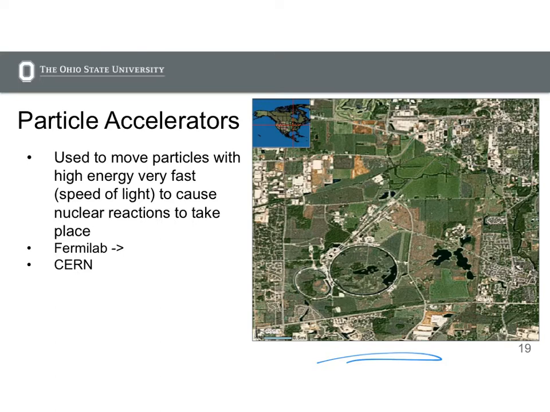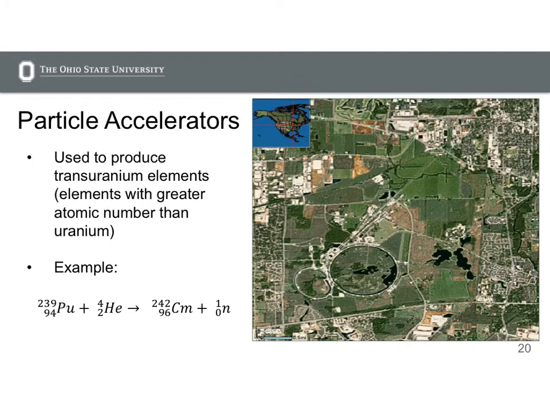Let me see what my next slide is. Yeah. This is one of the ways that we've used to produce elements with a mass larger than uranium, so the transuranium elements. This is also the way we've produced new elements in the last few years with these particle accelerators.